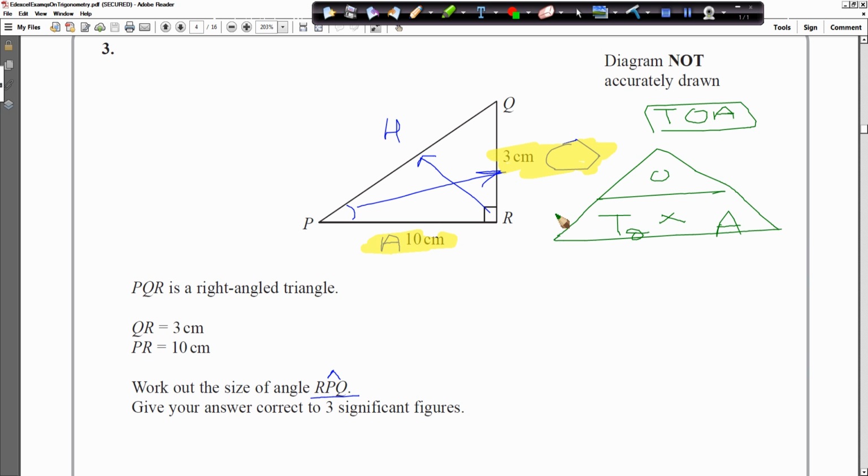Now, what do we want to work out? We want to work out this angle here. This angle is the theta part here. So the angle that we don't know, we do know this, and we do know this. So we want to cover this up with our thumb, finger. So we can say now the tan of the angle is equal to O over A.